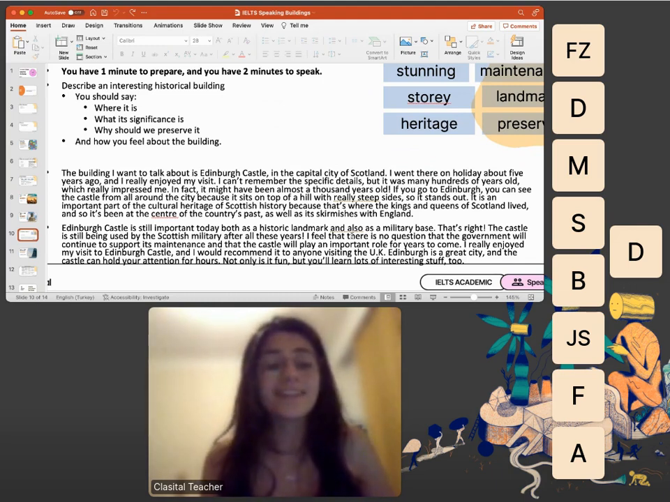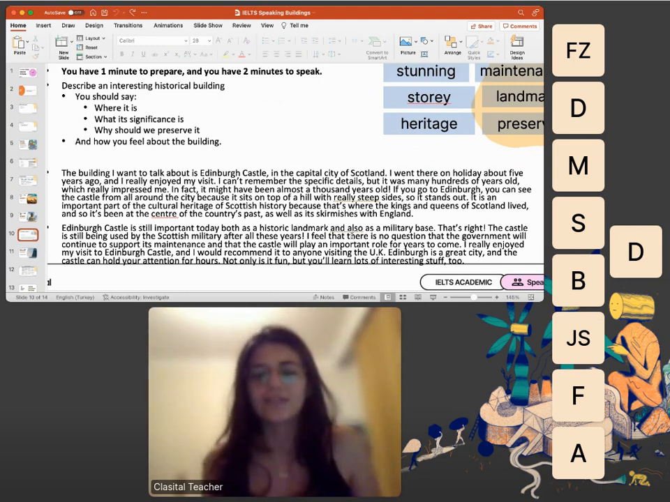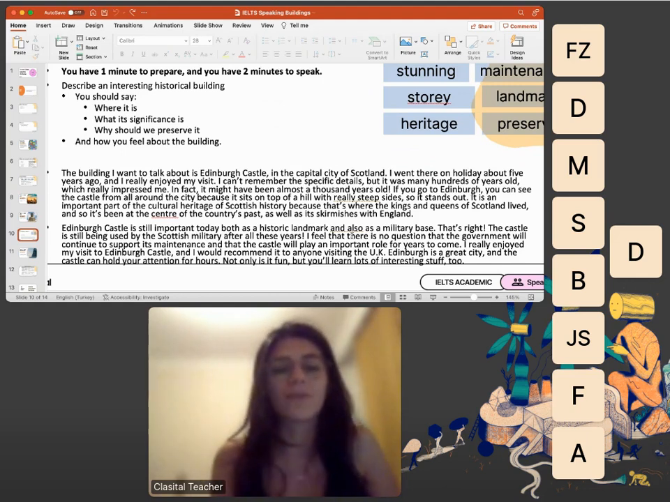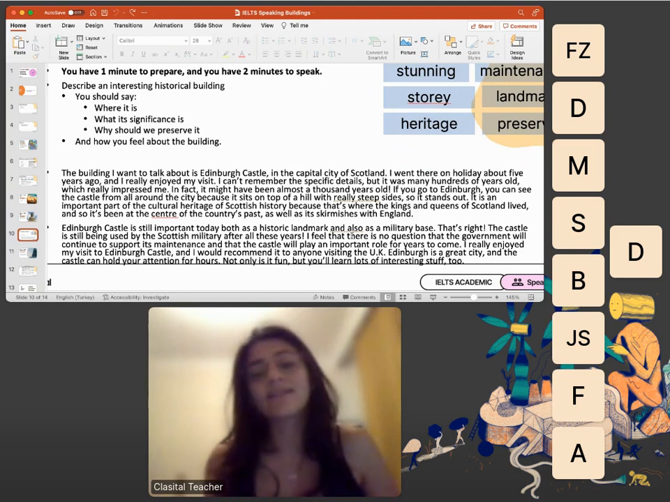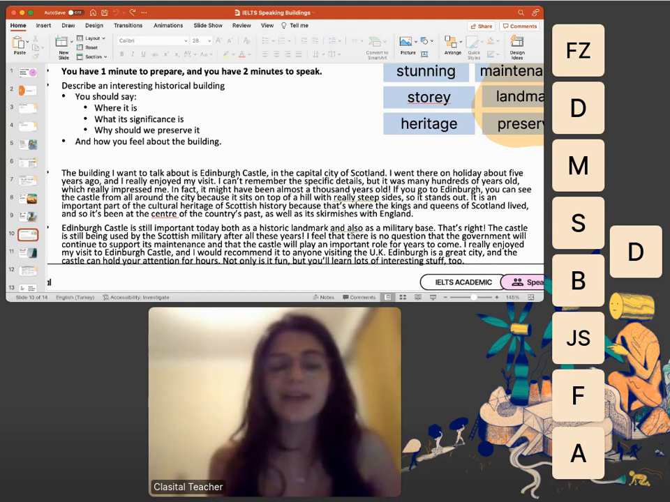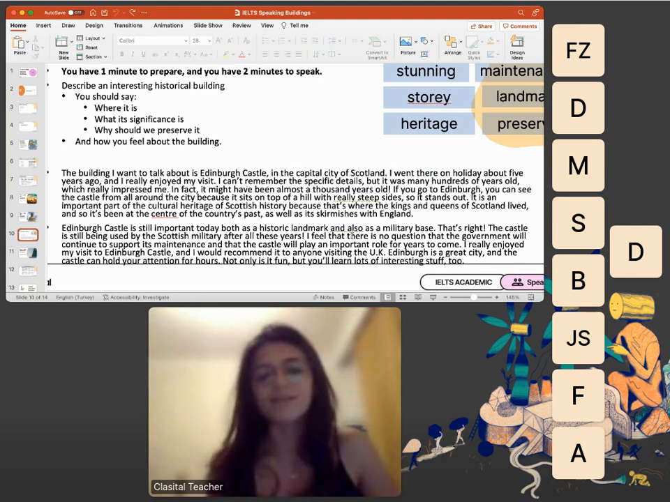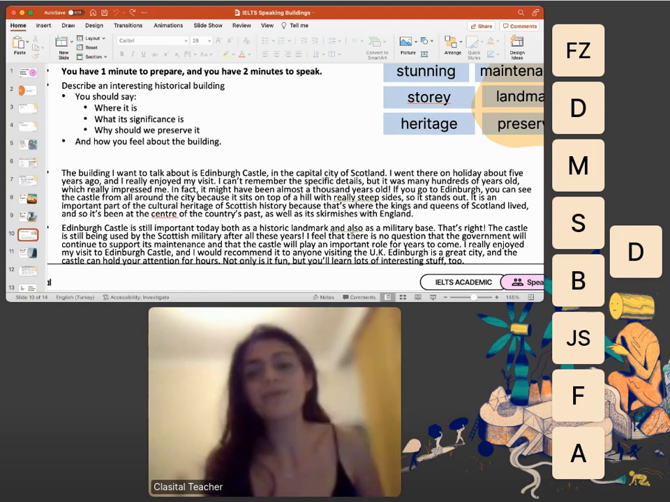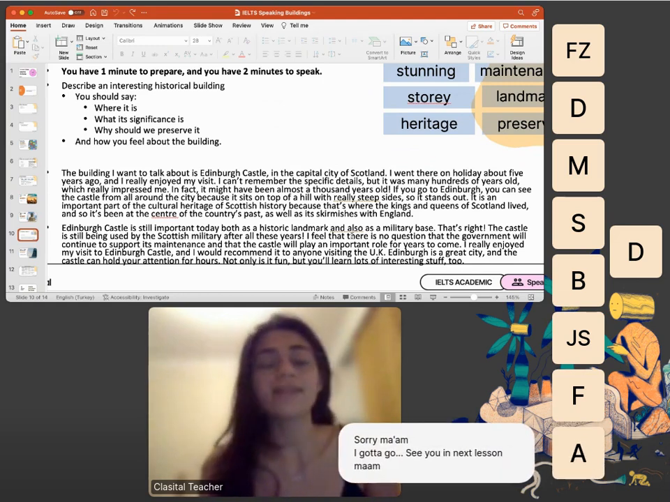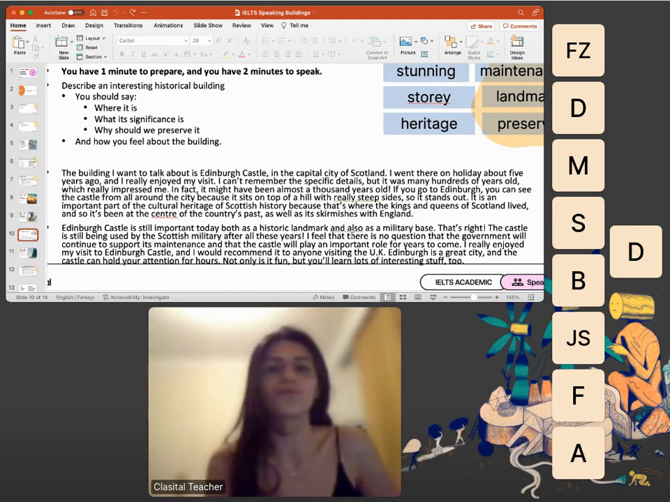That's right, the castle is still being used by the Scottish military after all these years. I feel that there is no question that the government will continue to support its maintenance and that the castle will play an important role for years to come. I really enjoyed my visit to Edinburgh Castle, and I would recommend it to anyone visiting the UK. Edinburgh is a great city, and the castle can hold your attention for hours. Not only is it fun, but you will also learn lots of interesting stuff too.